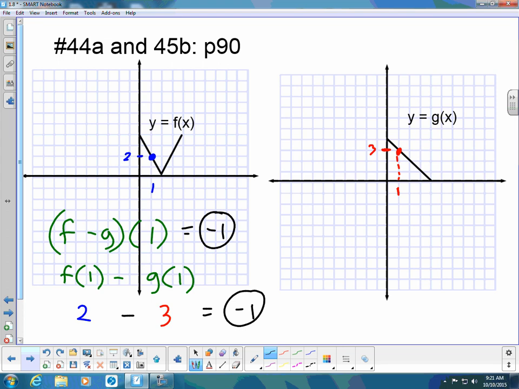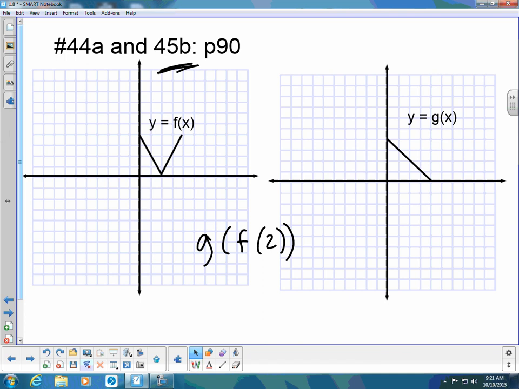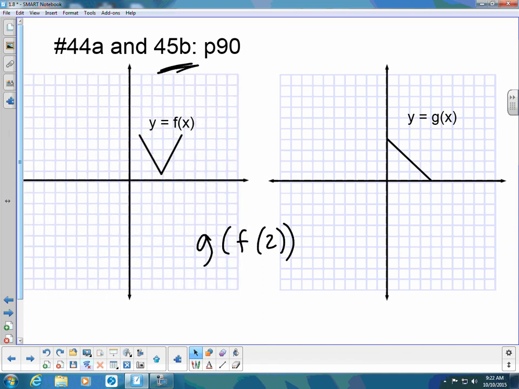All right, what about 45B? For 45B, it's saying what's g of f of 2? So what's g? Let me clear all this out. Okay, what is g of f of 2? This is for 45B. Oh boy, that's not what I wanted to happen.